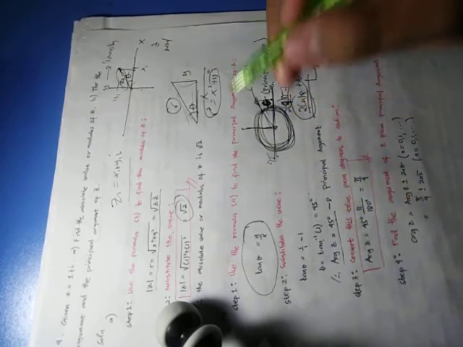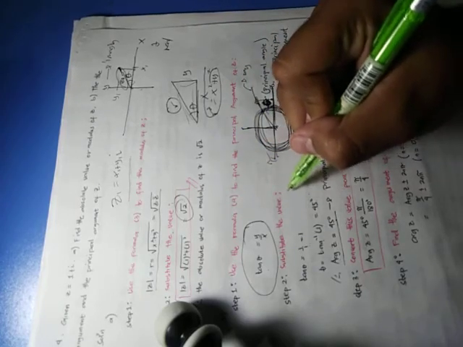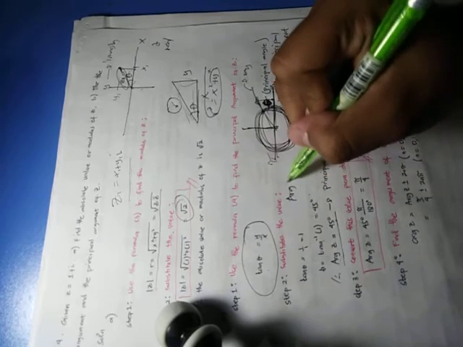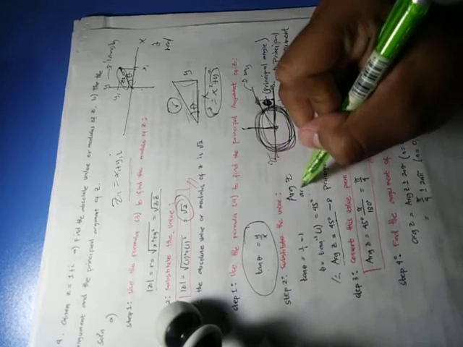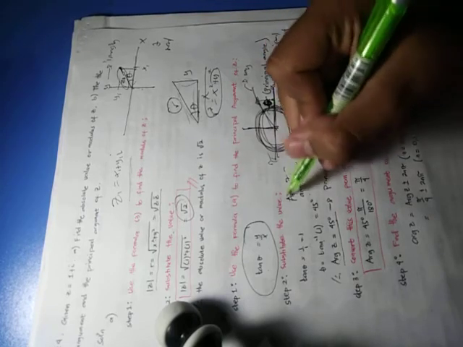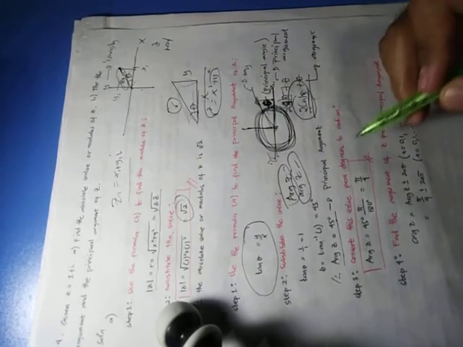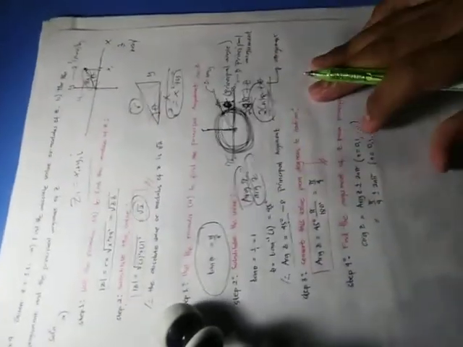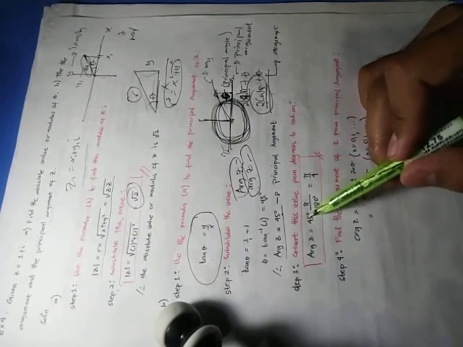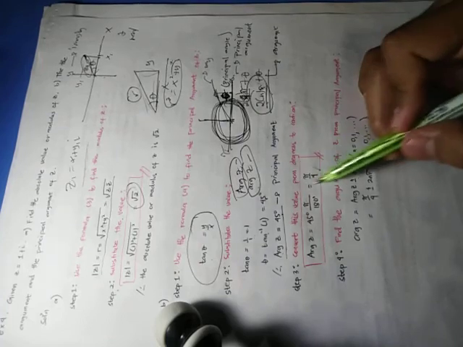During our discussion, we will denote the principal argument by a big letter Arg z, and for the argument we have a small letter arg z. So don't be confused between these two. This is the principal argument and this is just the argument. For step number 3, convert the value from degrees to radians. Converting this 45 degrees into radians, we have 45 degrees times pi over 180 degrees equals pi over 4.